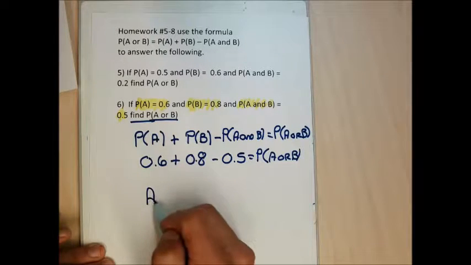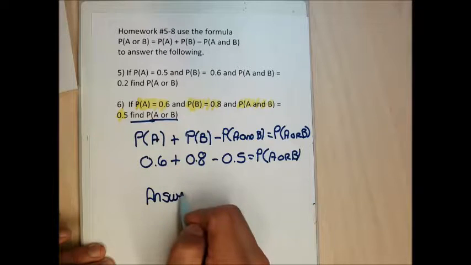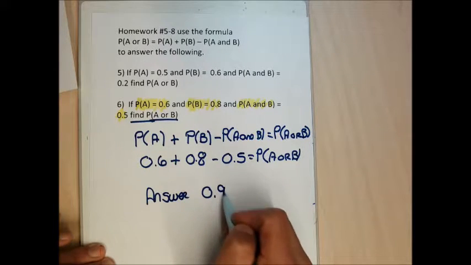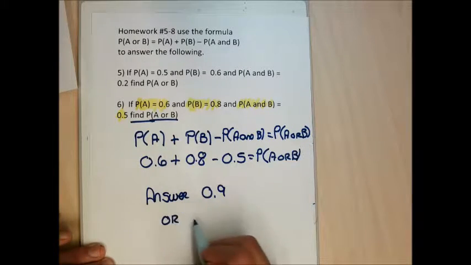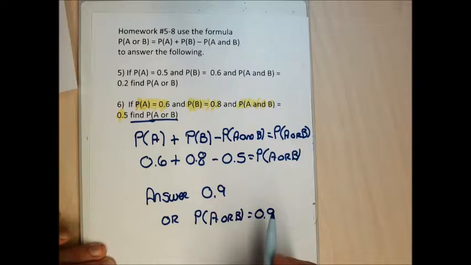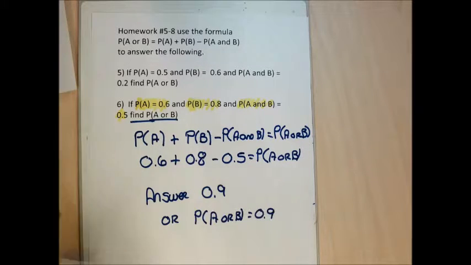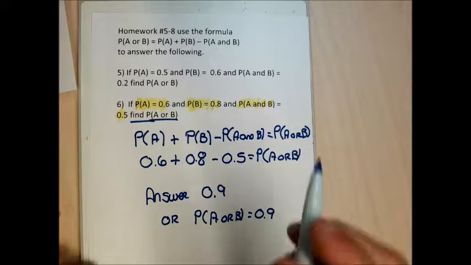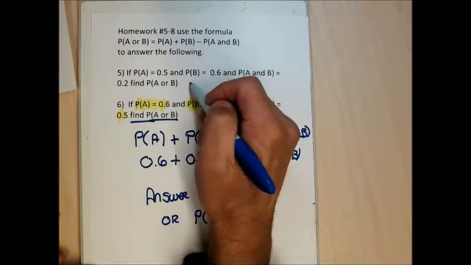My answer, I can write just the number 0.9, or if I want to, I could say the probability of A or B equals 0.9. When you go to do your problem number 5, it's also 0.9. What's the chances of that?